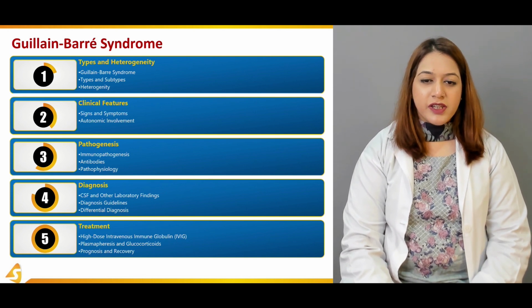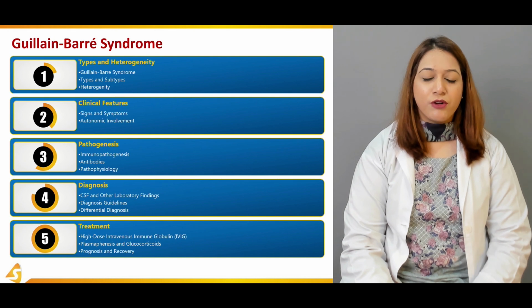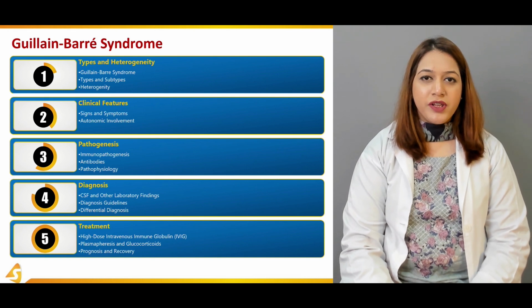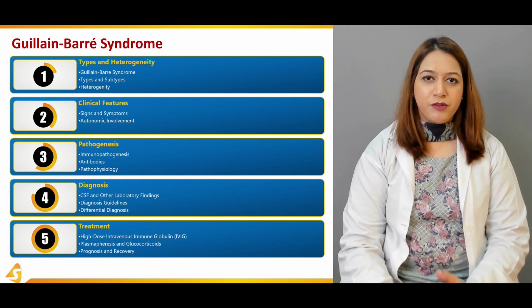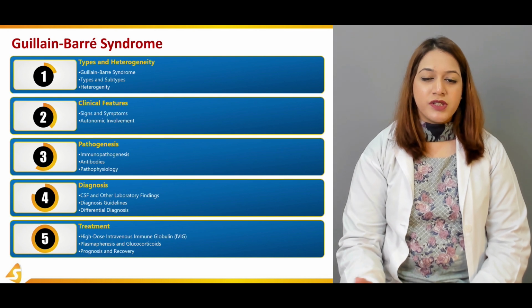And in the final section, we will talk about the treatment of GB syndrome. There are several methods for the treatment. The first is we use high-dose IV immunoglobulins, or we can use plasmapheresis and glucocorticoids in different patients. And finally, we will see what is the prognosis and recovery in each type of GB syndrome.